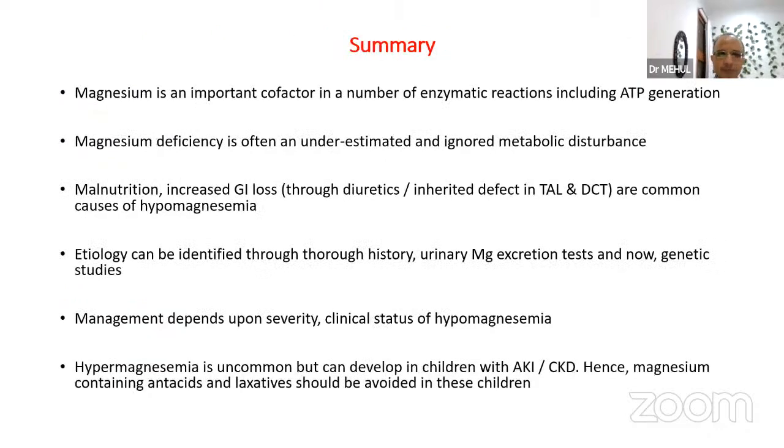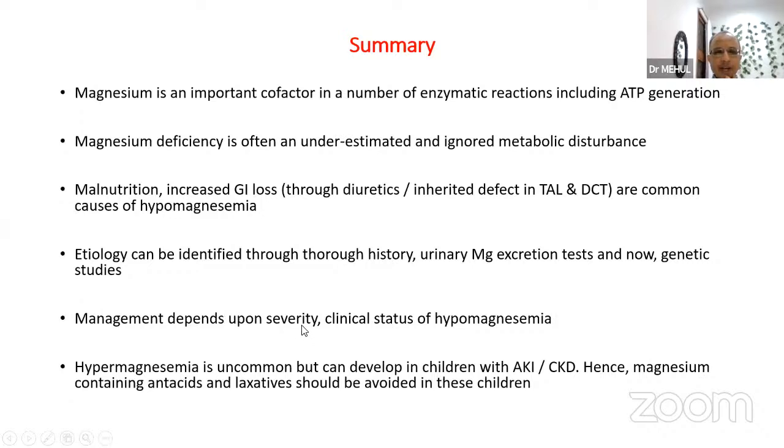So to summarize, magnesium is an important cofactor in a number of enzymatic reactions, including ATP generation. Magnesium deficiency is often an underestimated and ignored metabolic disturbance. Malnutrition, increased GI losses, increased renal losses through diuretics, and inherited defects in the thick ascending limb of loop of Henle, DCT are common causes of hypomagnesemia. The etiology can be identified through thorough history, urinary magnesium excretion test, and now with the availability of genetic studies.